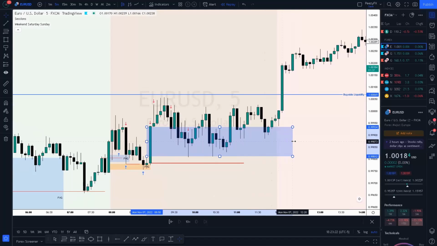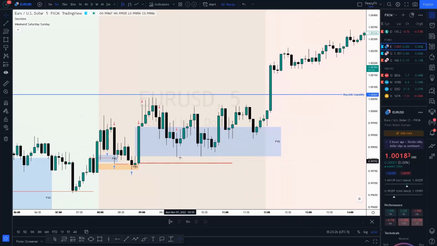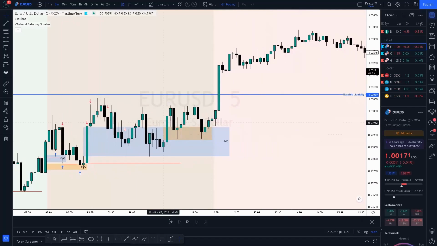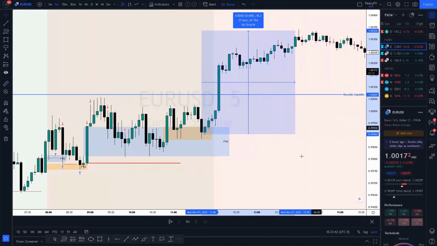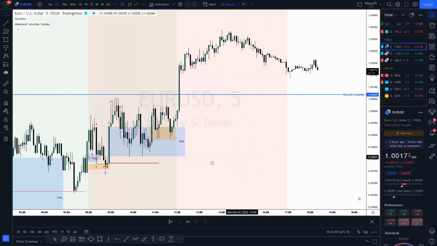But just notice how price just respected this level so nicely. Completely filled it in. And then we had a displacement right here. And that was your final opportunity. Could have got in from this fair value gap and rode it up for 20, 40 pips.